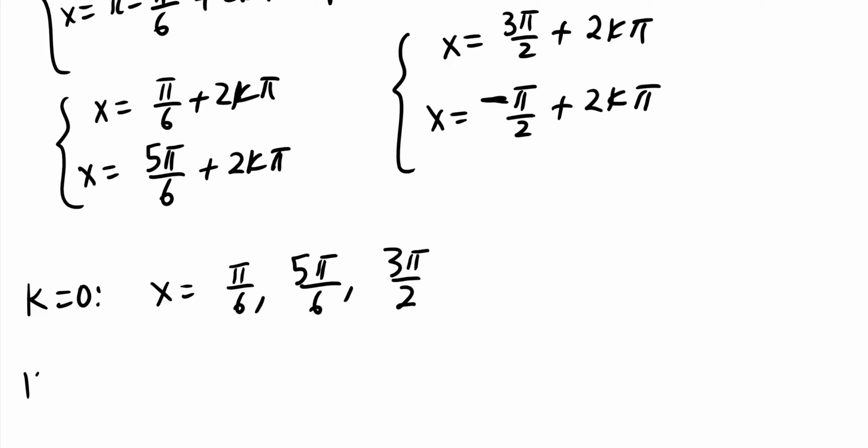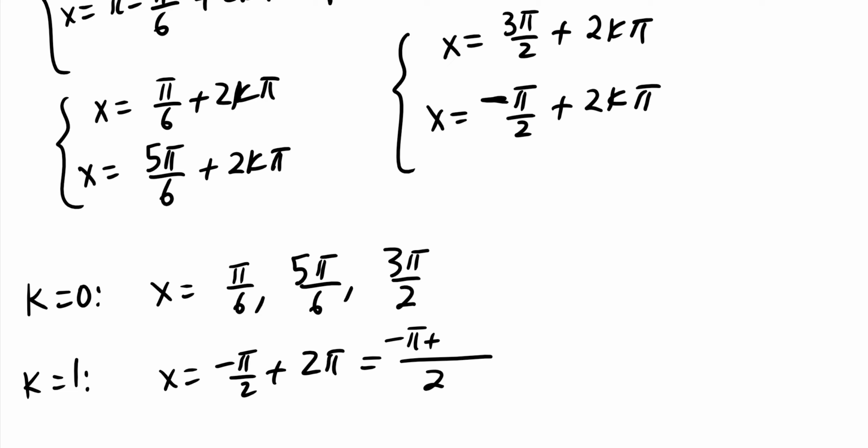Now what about if k is 1? If we take k equals 1, what do we get? The first one will exceed 2 pi. The second one will exceed 2 pi. The next one on the right side, 3 pi over 2 plus 2k pi, will exceed it. But the last one is not more than 2 pi. If you combine them, you get negative pi plus 4 pi, which is 3 pi over 2. Oh, we already have it, so it matches with this one.